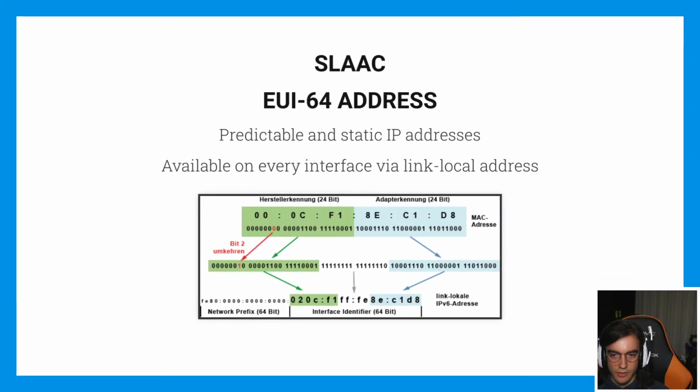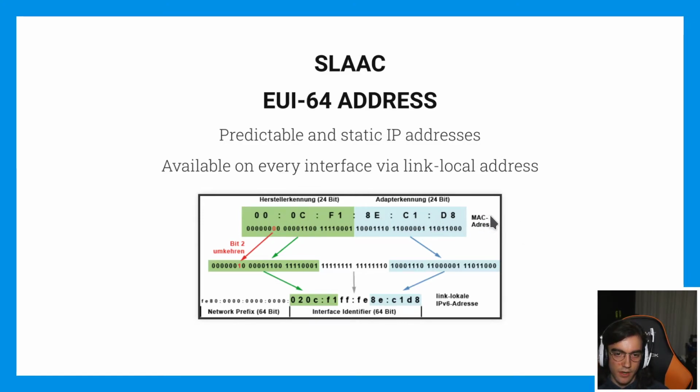And this is really useful because we can use something called EUI-64 with SLAAC to generate a predictable static IP address for an interface. So the actual math in this image here is really irrelevant to this presentation, but it's just to show you that we can take the MAC address of an interface.